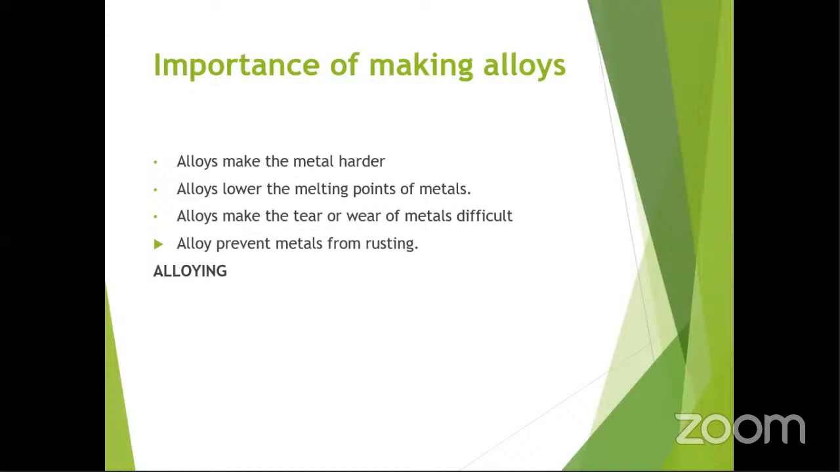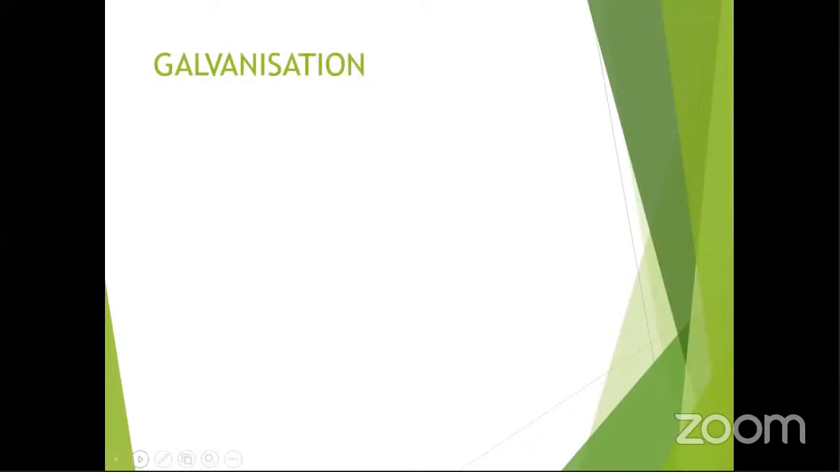Alloying is the mixing of two or more metals. As simple as that. Another question. The answer is correct. Mixing of two or more metals together. Then the other one is galvanization. What is galvanization? Vanessa, what is galvanization?